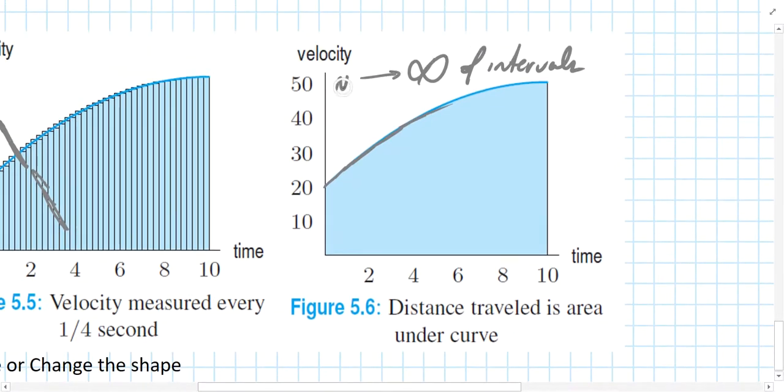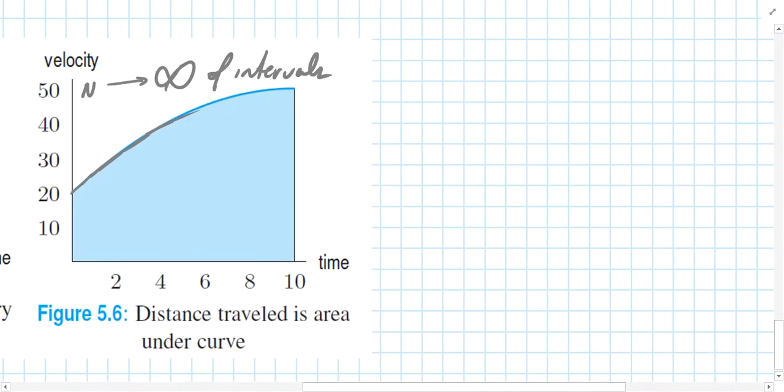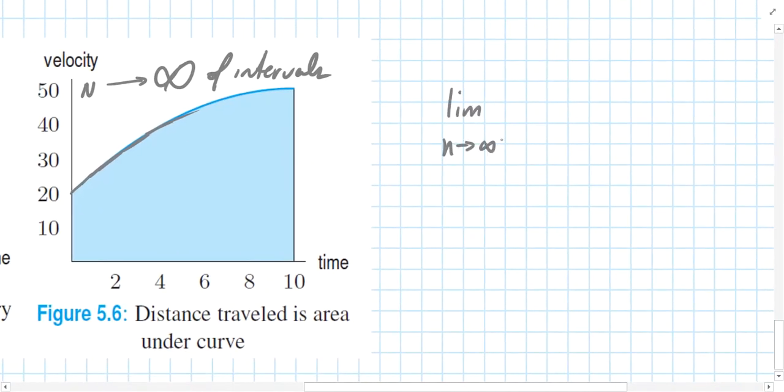What if I use the letter n to represent the number of intervals? And originally we had 5 intervals, then we went to 10, and then we went to 20 and 40. What if we approach an infinite number of intervals? How on earth could we use calculus to make that happen? Well, limits are the answer. We've seen those before.